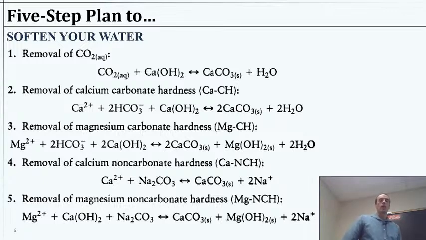So to do that, we recognize that dissolved CO2 in some form or another can react with lime, this Ca(OH)2, to yield calcium carbonate. Been talking about that a lot already, right? CaCO3 as a solid. So we can get this in a solid form to precipitate.